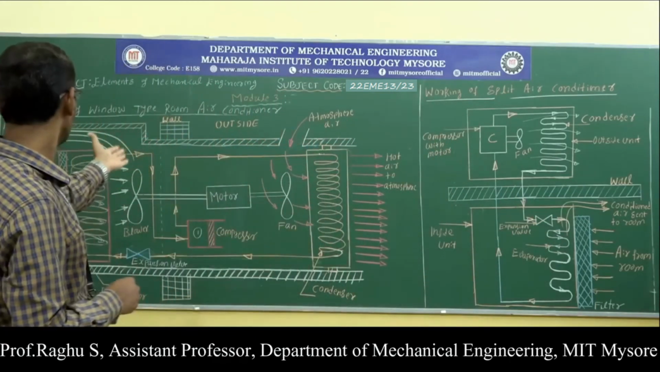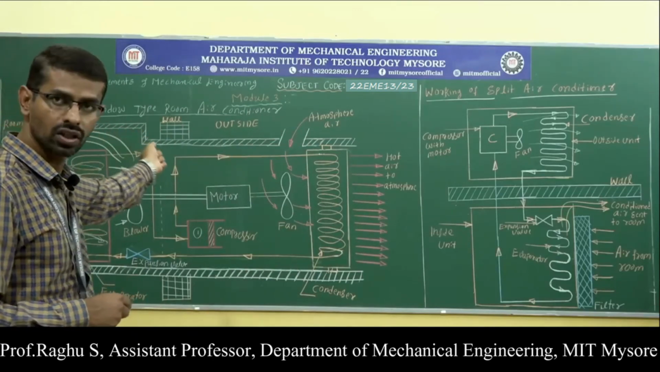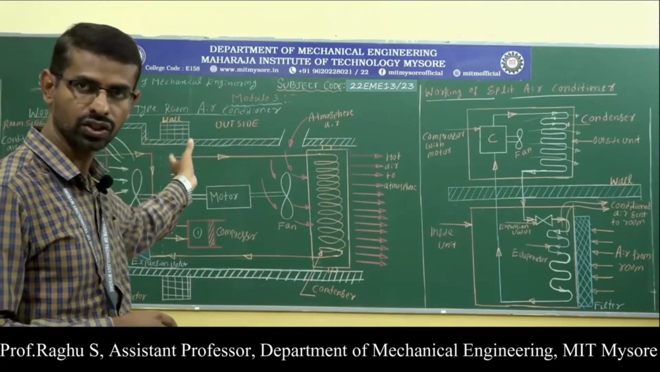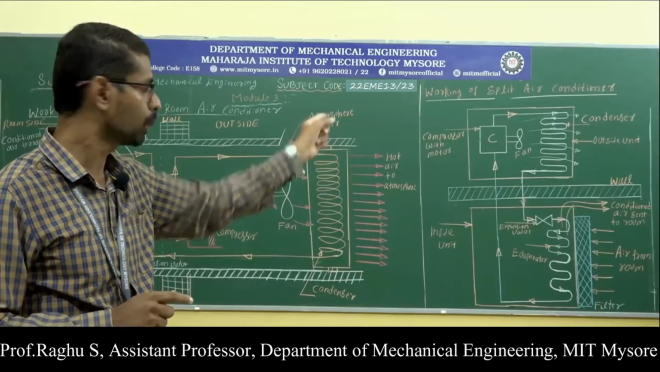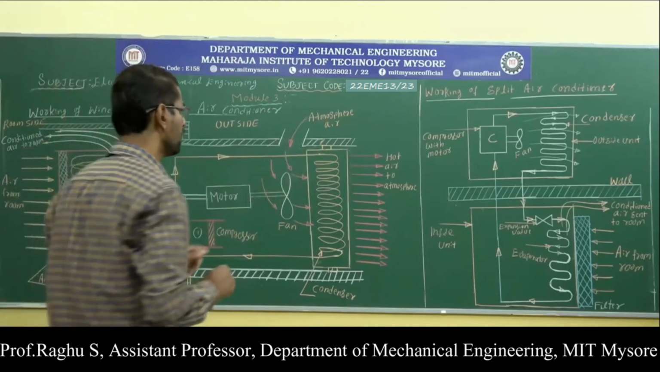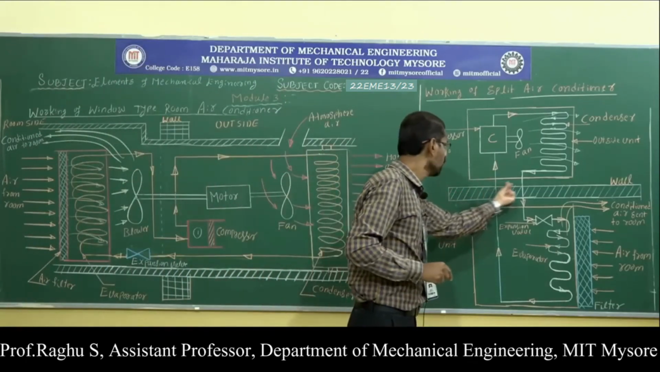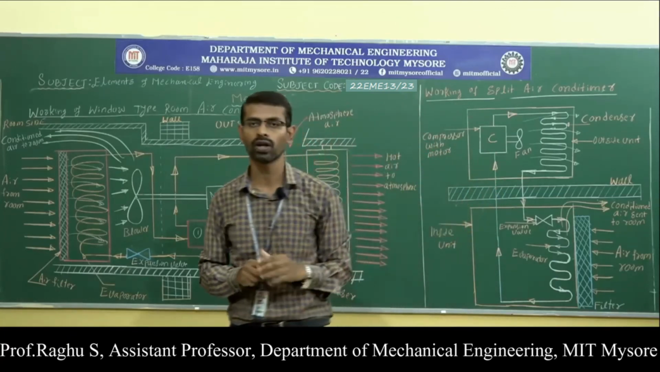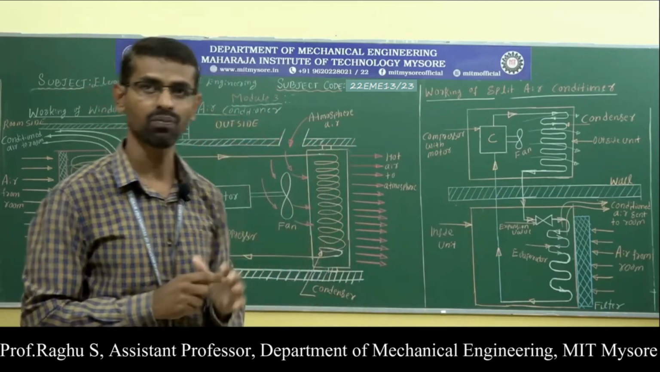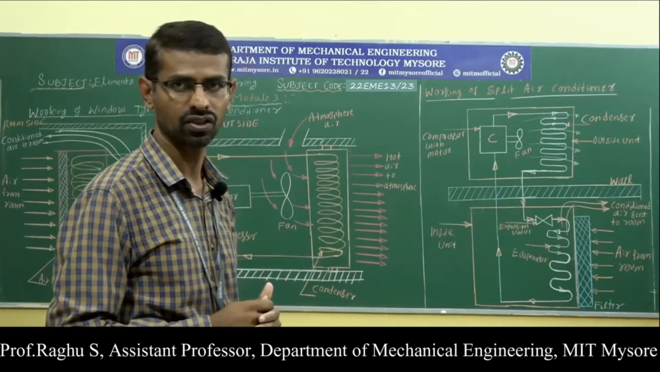Next one. In order to install the window type room air conditioner, we require a slot in the wall of the room. But in order to install a split air conditioner, we just need a small hole in the wall of the room. So we do not require any slot in the wall of the room. That is the major advantage of the split air conditioner.